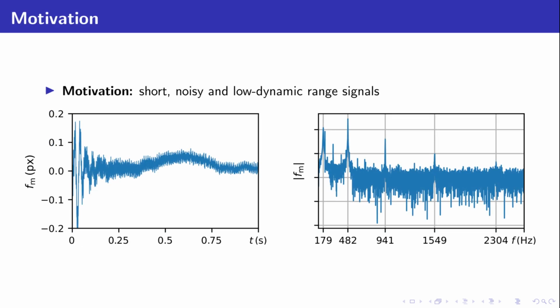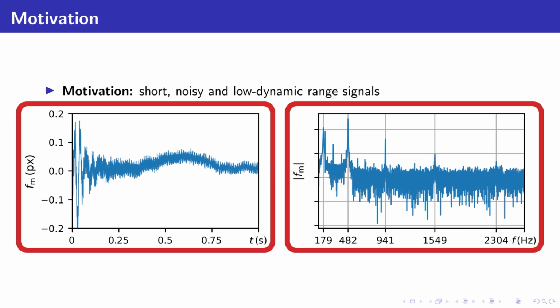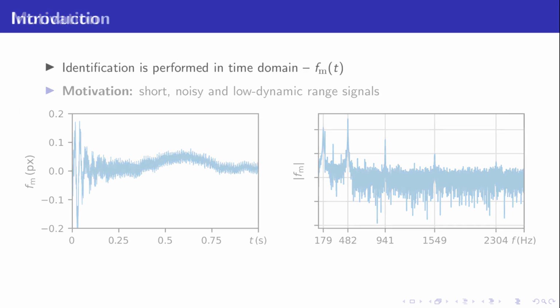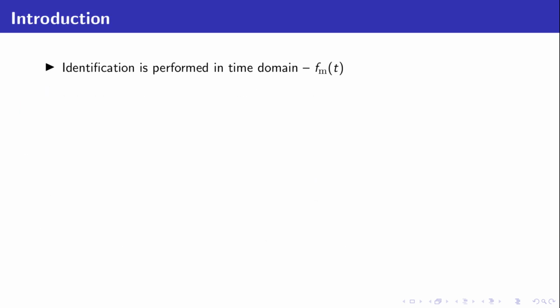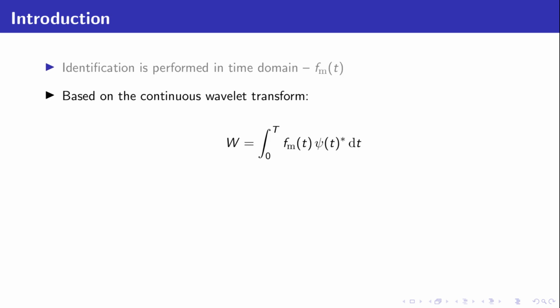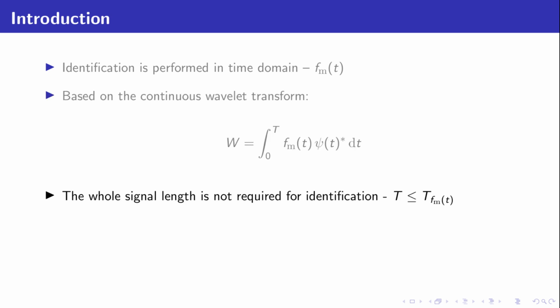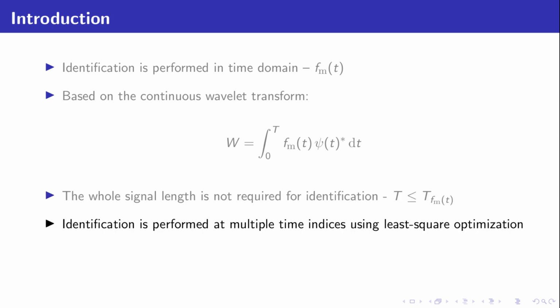The method is developed primarily for modal identification from short, noisy, and low dynamic range signals. An example of such a signal can be seen in time domain and in frequency domain. Identification is performed in time domain from the free response signal. The method is based on the continuous wavelet transform, and because of this, the whole signal length is not required for modal identification. Overdetermination is introduced to reduce uncertainty by performing identification at multiple time indices using least square optimization.